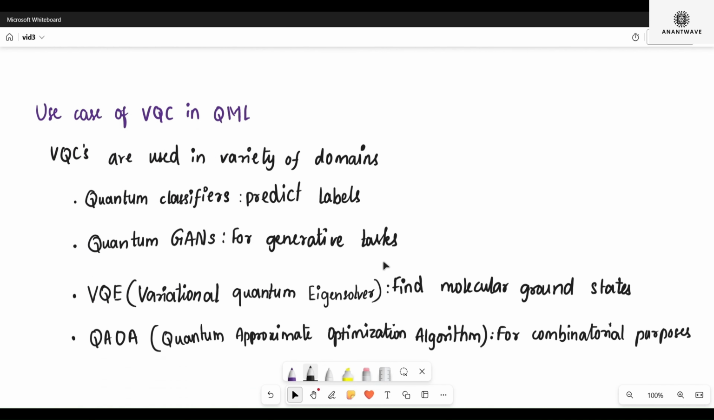Use cases of VQC in quantum machine learning. VQCs are used in a variety of domains: in quantum classifiers to predict labels, in quantum GANs for generative tasks, in VQEs, variational quantum eigensolvers, to find molecular ground states, and in QAOA, the quantum approximate optimization algorithm, for combinatorial problems.